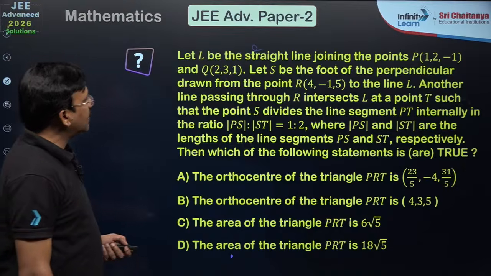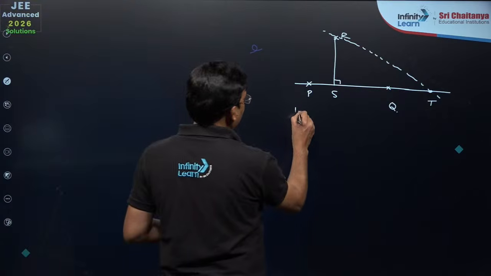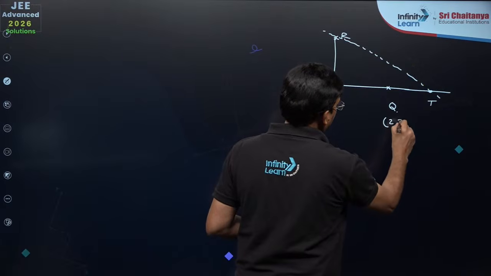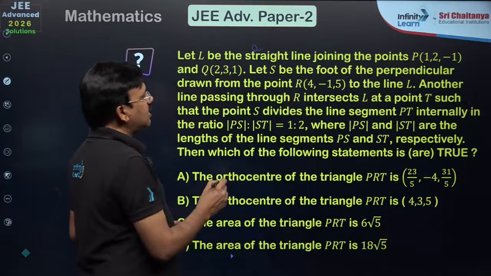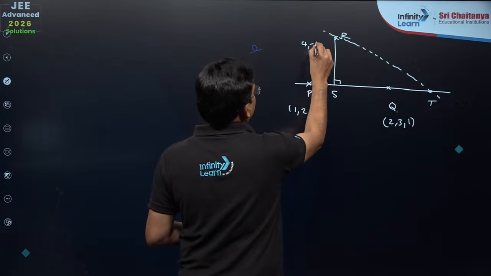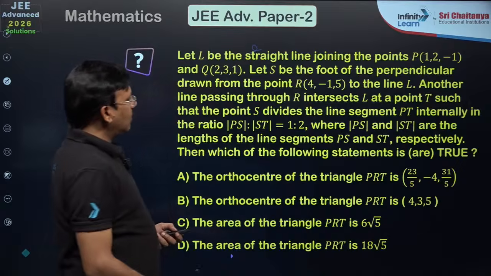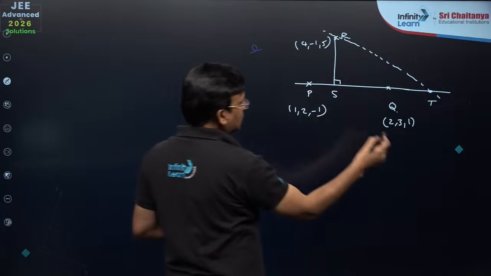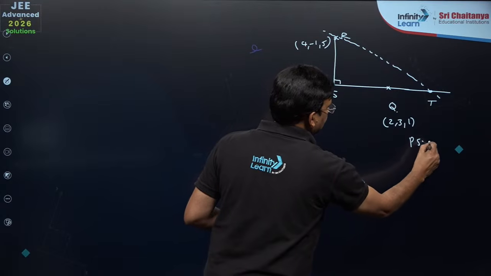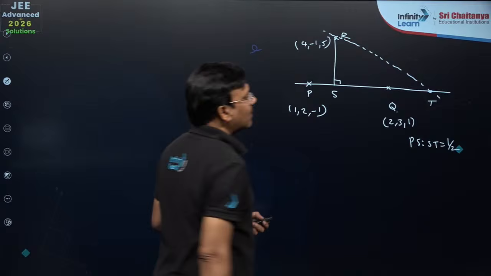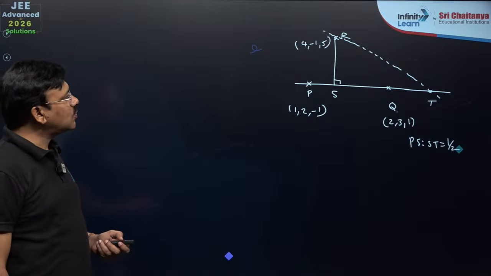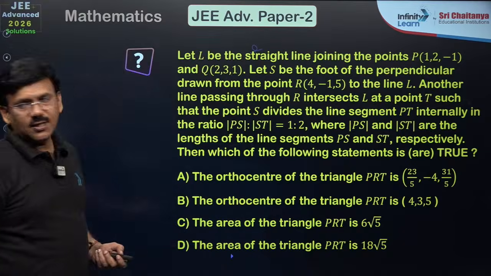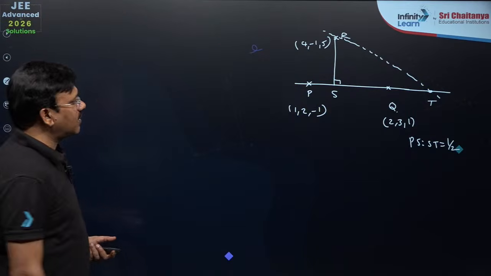You see, in this problem P is (1, 2, minus 1) and Q is (2, 3, 1) and R is (4, minus 1, 5). Now he has given PS is to ST is 1 is to 2. That's what he has given. So he is asking to find the area of triangle PRT and the orthocenter. It's a simple 3D geometry question.